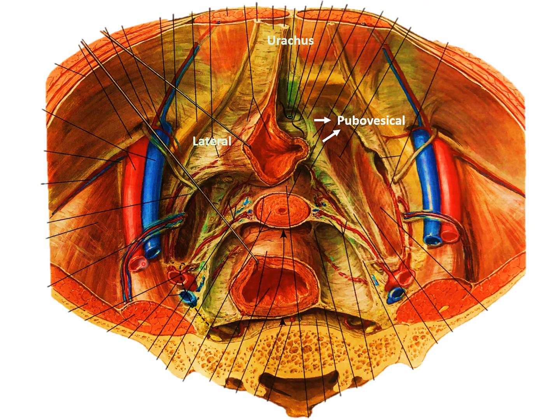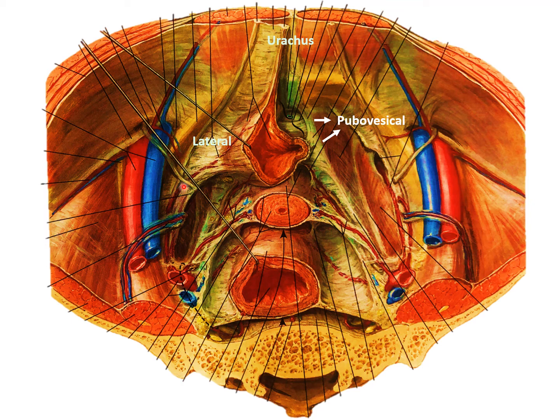Look at the blood vessels. This is the external iliac vessels. These are the internal iliac vessels. The viscera is present in the midline. The vessels are present laterally and posterolaterally actually. From the internal iliac vessels arise branches which are going to supply the various viscera.